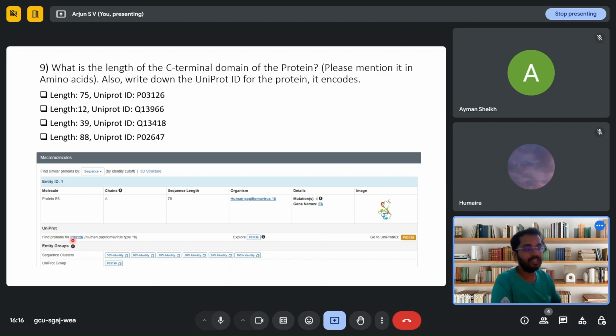Just below that they have given the UniProt ID. It is P03126. So the UniProt ID is P03126. So the correct answer is: length is 75 and UniProt ID is P03126.